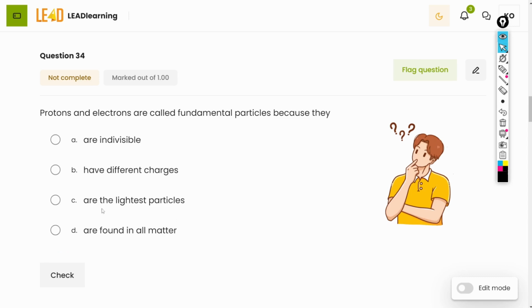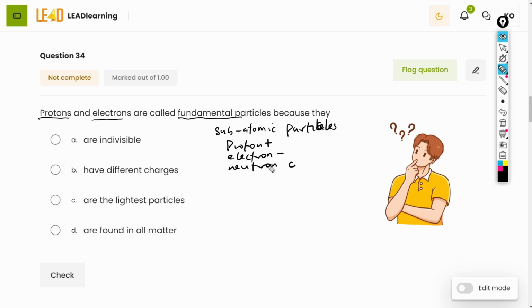Question 34. Protons and electrons are called fundamental particles because... Now, protons and electrons are subatomic particles, and the atom has 3 main subatomic particles: the proton, which has a positive charge, the electron, which has a negative charge, and the neutron, which is neutral, no charge.